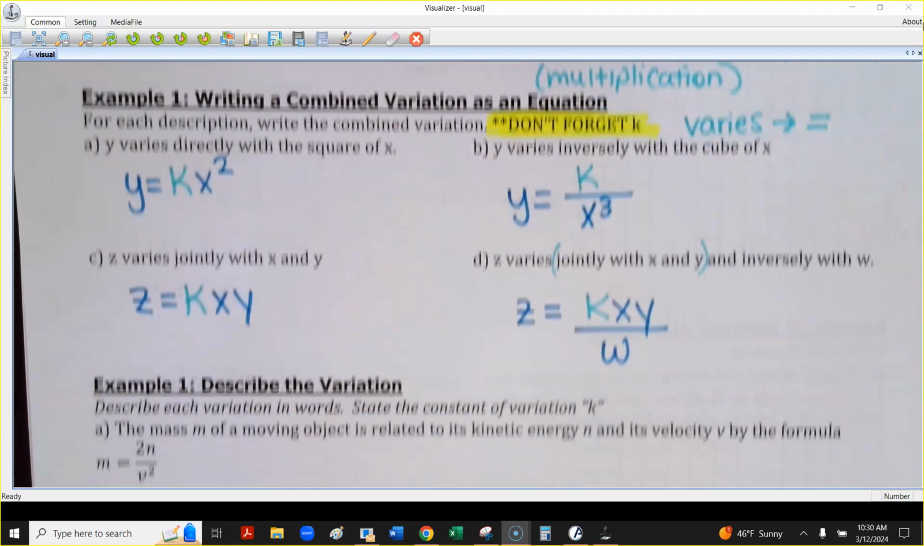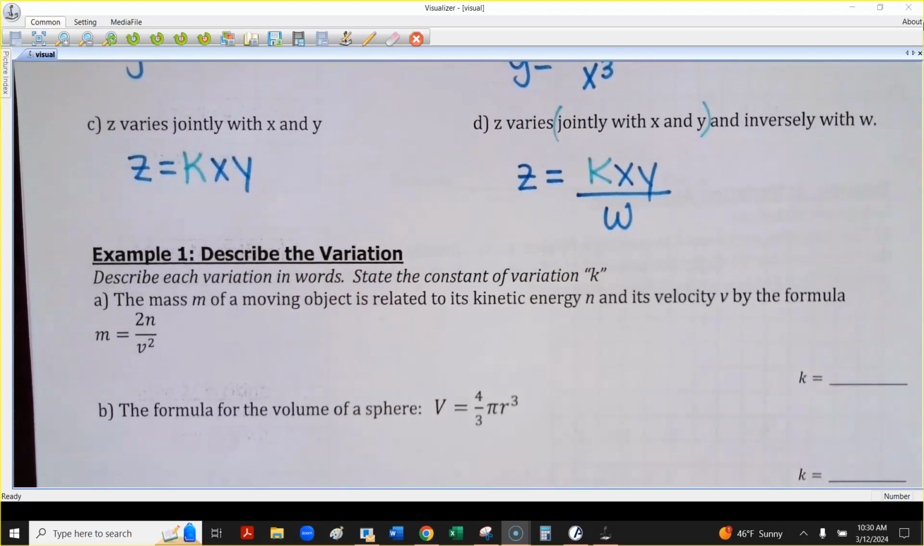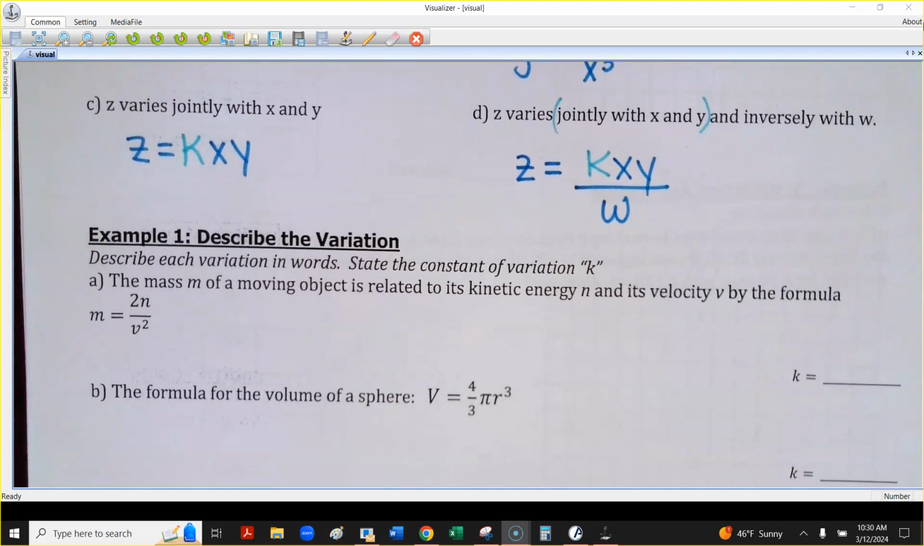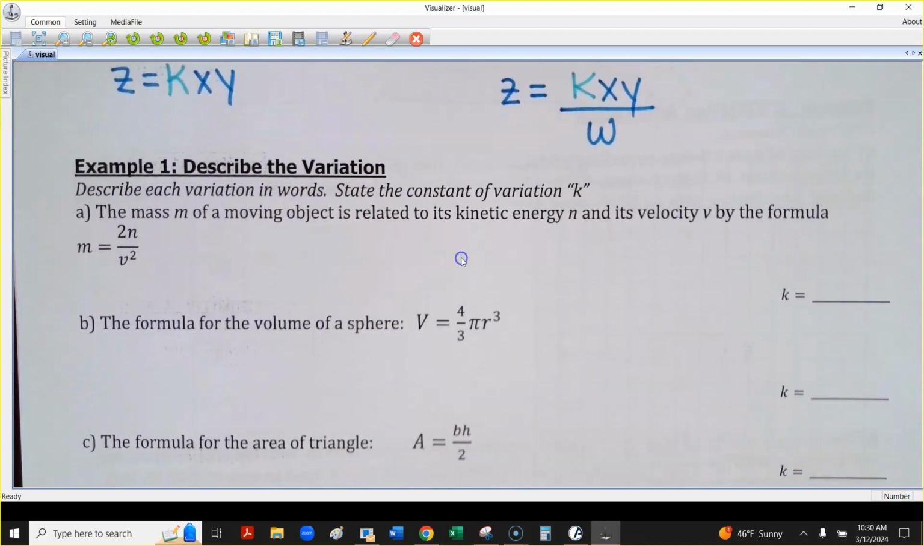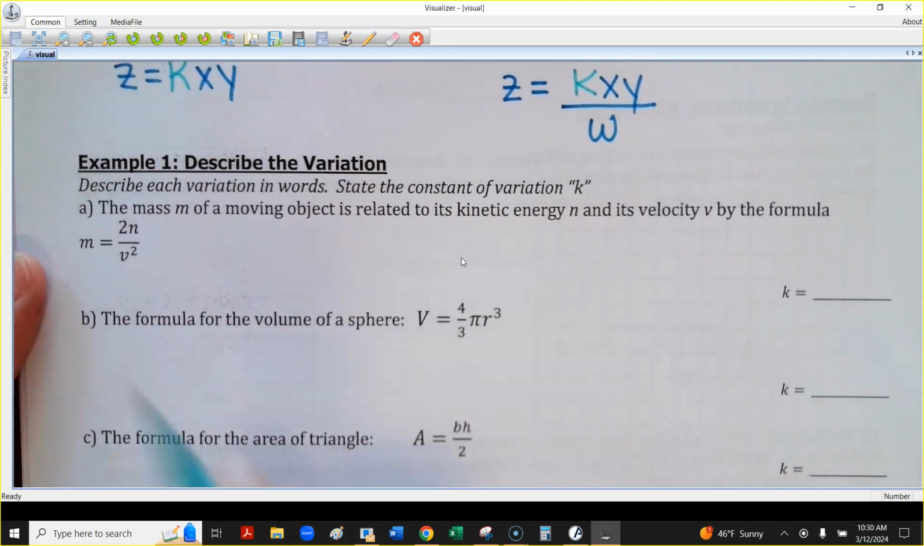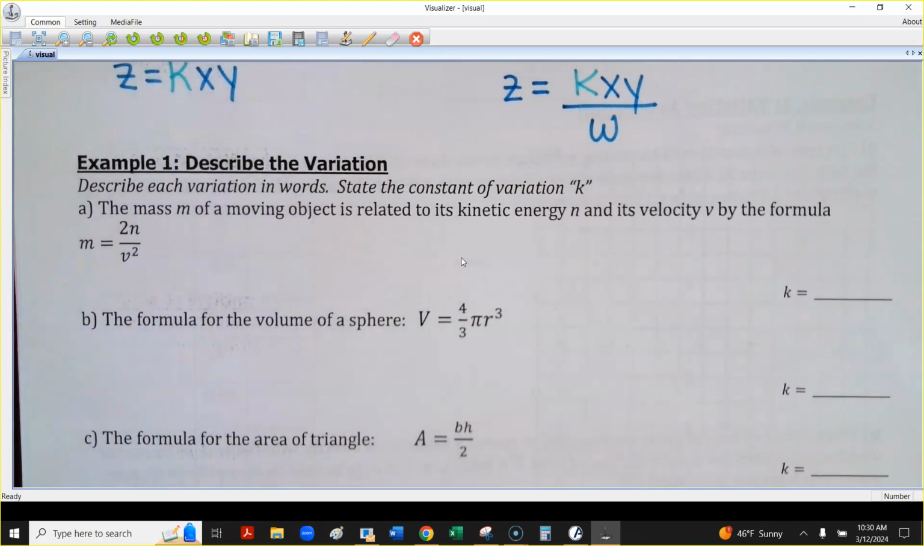Okay, now I'm going to reverse this. I'm going to give you an equation, and we're going to write it out kind of backwards from what we just did. Okay, before I start, these are all legitimate formulas. So this is just mass of moving object related to the kinetic energy. So mass is the m, kinetic energy is n, velocity is v, and this is a true formula if you guys have seen this in physics maybe.